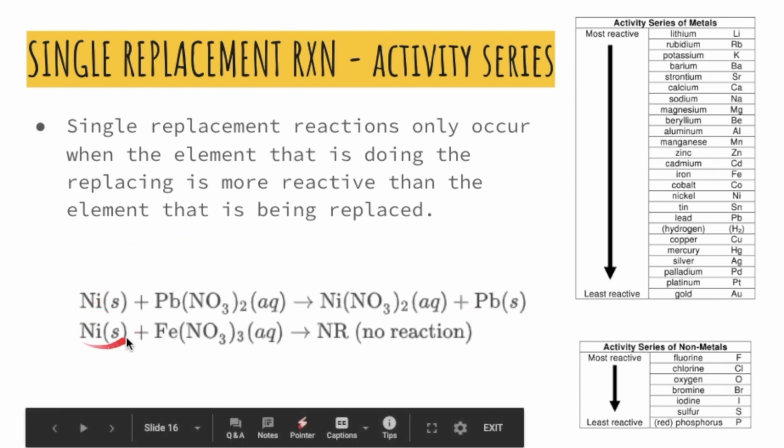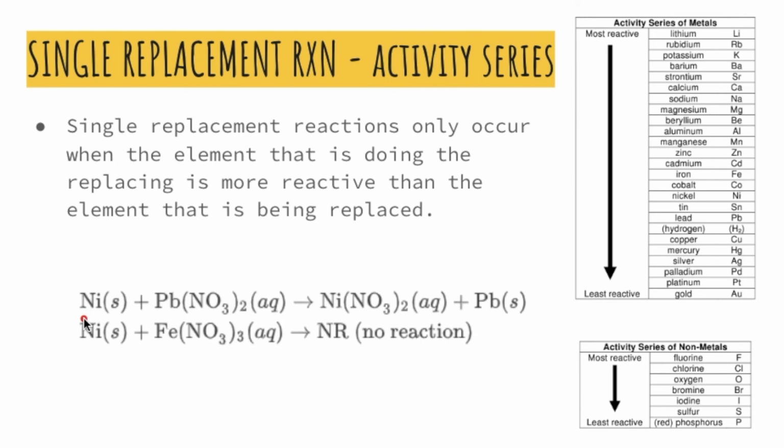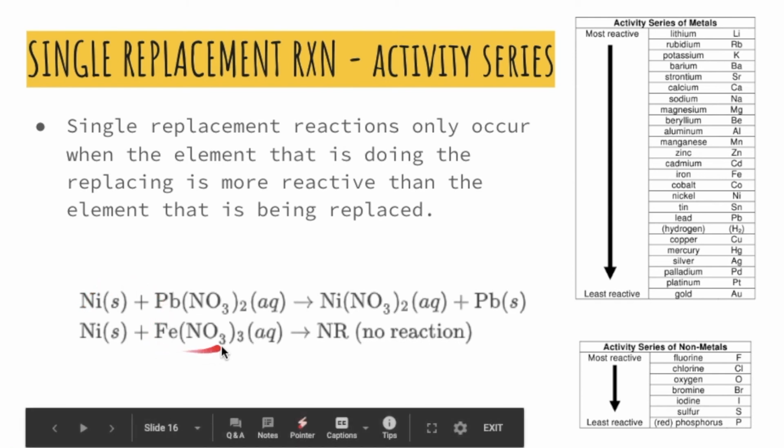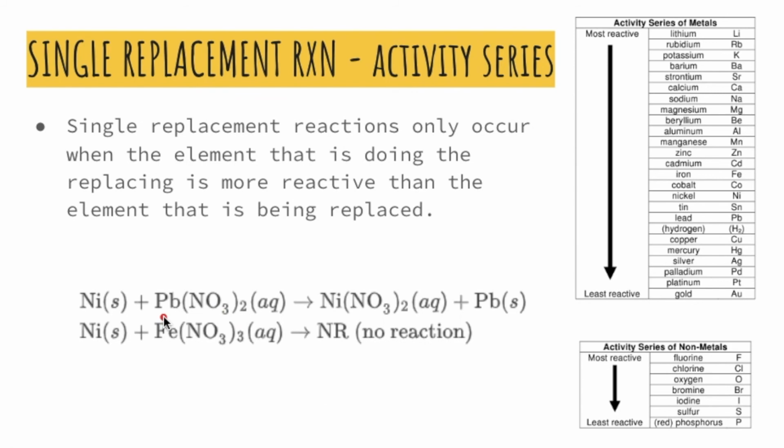So our element A is still going to be nickel. That means it's still going to be a metal. It still has the tendency to form a cation. That means it's going to replace the cation in our compound. This compound is iron 3 nitrate, and our cation is going to be iron. Therefore, we need to look at the reactivity of both nickel and iron.